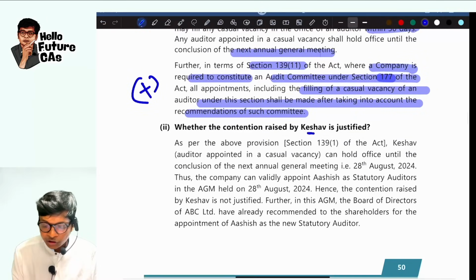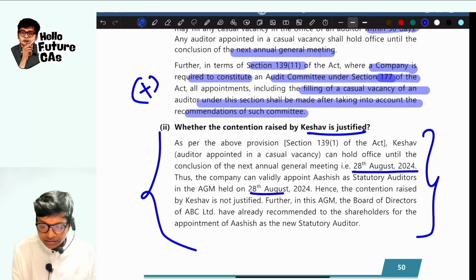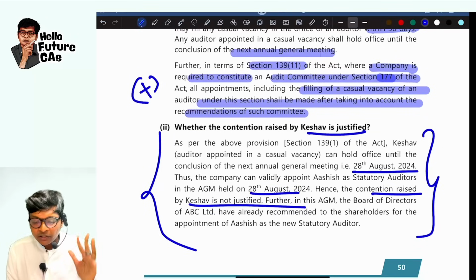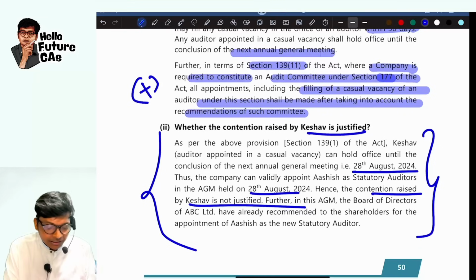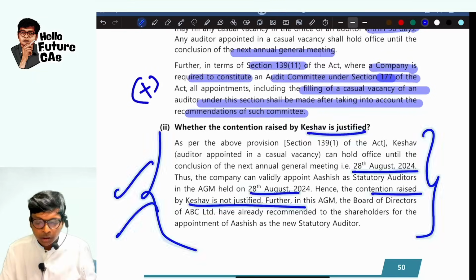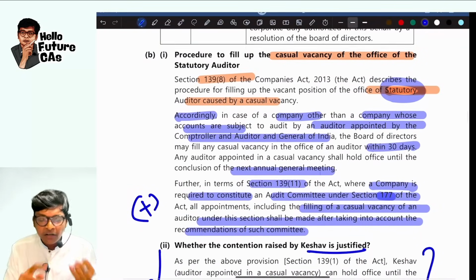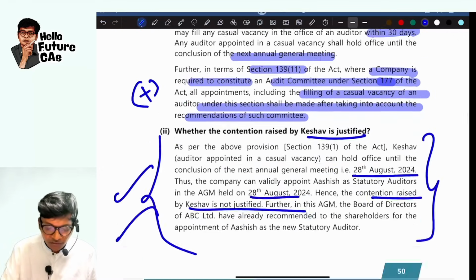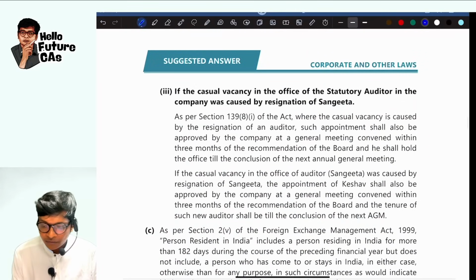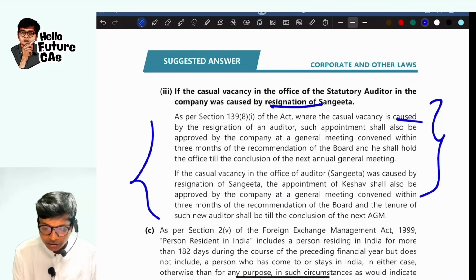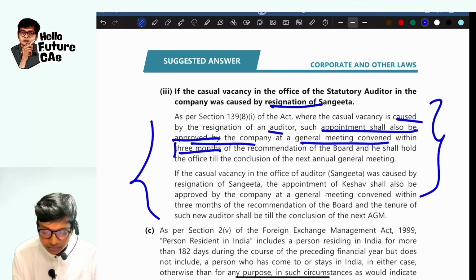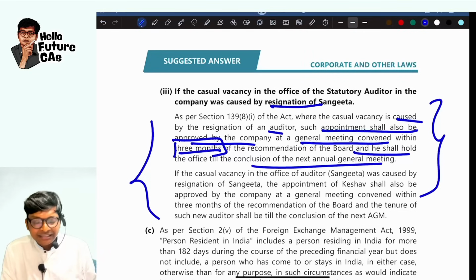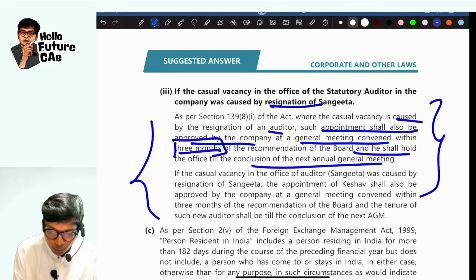Then whether the contention of Keshav is justified, this is the interpretation. 28th August, same day, contention raised by him is not justified because you can hold only until next AGM. This our rank holder also wrote same. Are you following, guys? So what is mainly missed out is the above paragraph, other than government company and audit committee. Another 1 mark. How to make it 5 out of 5. Come down. If the casual vacancy is for resignation, same answer. If it is caused by auditor, appointment shall also be approved by company in general meeting within 3 months. Recommendation of the board and hold until next AGM. This first paragraph is the provision. Are you getting it, guys?